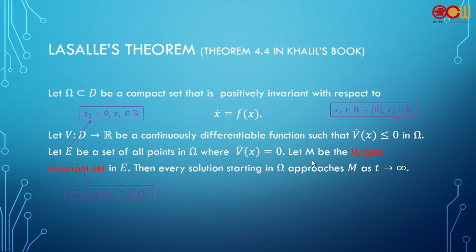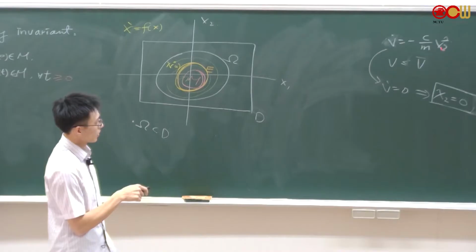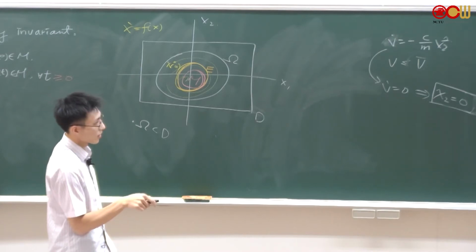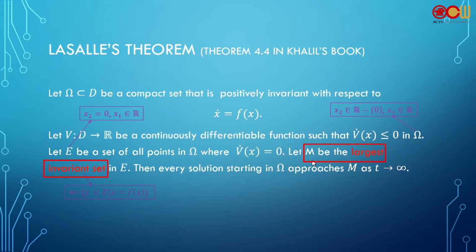As we mentioned here, omega is inside D, and omega only needs to satisfy this condition. Because for V dot less than or equal to 0, x2 has to satisfy this. It doesn't matter if you exclude 0 or not. So omega can be x2 belonging to R, x1 belonging to R, right? Based on this, x2 can be any number and x1 could be any number, and V dot will still satisfy this condition. And M is not mentioned here, but for M, you can use this condition, the dynamics.